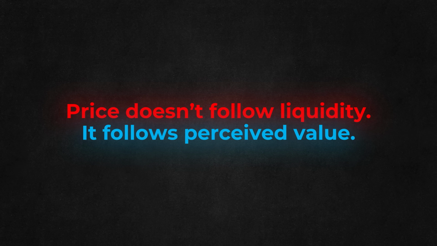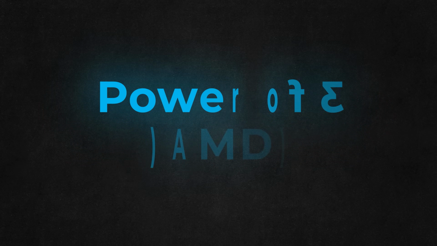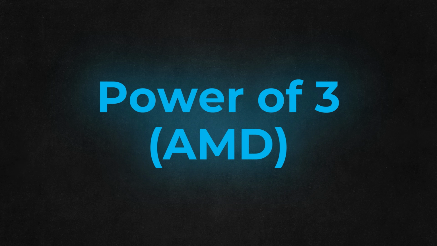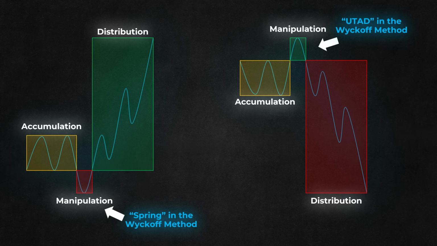The next concept is what ICT calls power of three, or AMD, which basically stands for accumulation, manipulation, and distribution. So there are a couple of problems with this concept. The first problem is obvious to anyone who has studied the Wyckoff method. This is exactly what Richard Wyckoff described almost 100 years ago.